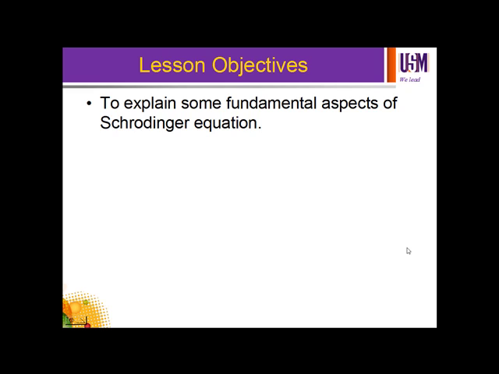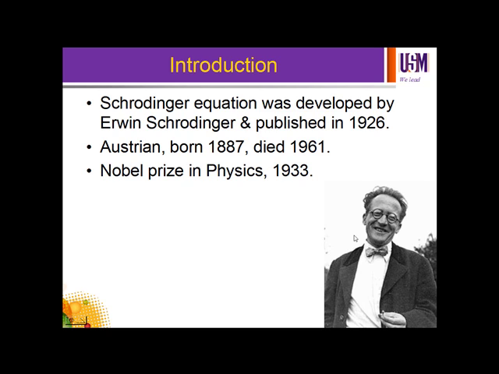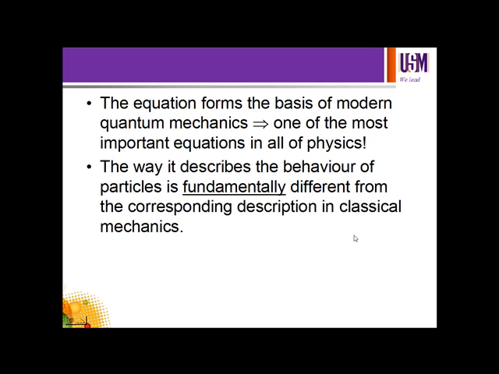The objective of this lesson is that you should be able to explain some fundamental aspects of the Schrödinger equation. As introduction, the Schrödinger equation was developed by Erwin Schrödinger and published in 1926. He was an Austrian, born in 1887, died in 1961. He won the Nobel Prize in Physics for the work on the Schrödinger equation in 1933. The equation forms the basis of modern quantum mechanics.